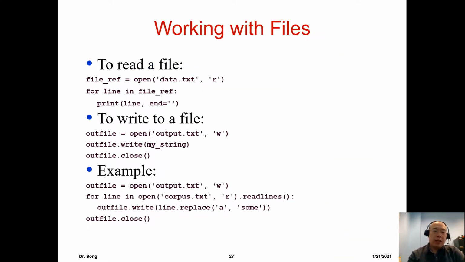Okay, and working with files, in Python we can open the file for reading or writing. So the syntax is open a file name, and if you're using r, that is for reading, and if you open a file for w, that is for writing. Okay, and if you open a file for reading, then you can do an iteration to visit all the lines one by one, or if you open a file for writing, then you can do out file dot write, and then you can write a string into the file.